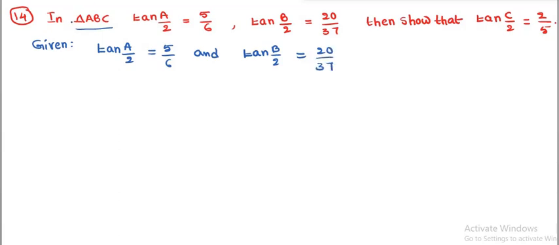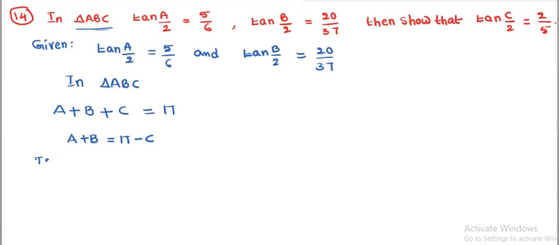So what is the given condition in triangle ABC? In triangle ABC, the sum of all angles is equal to 180 degrees. A plus B plus C is equal to pi, meaning 180. So A plus B is equal to pi minus C. Dividing each term by 2, because we have tan A by 2, tan B by 2, tan C by 2, A by 2 plus B by 2 is equal to pi by 2 minus C by 2. Okay.